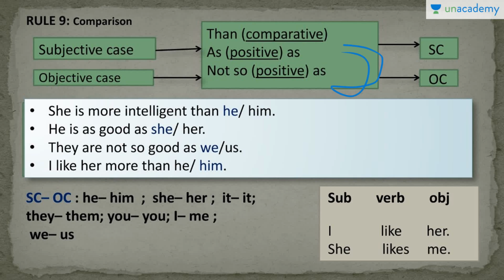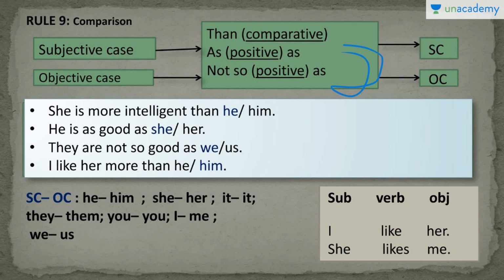And I hope you all know that almost every adjective, I'm not saying every adjective, almost every adjective has 3 degrees: positive, comparative, and superlative. For example, good. Good is an adjective. Good is the positive degree, better is the comparative degree, and best is the superlative degree. Look at the examples now.